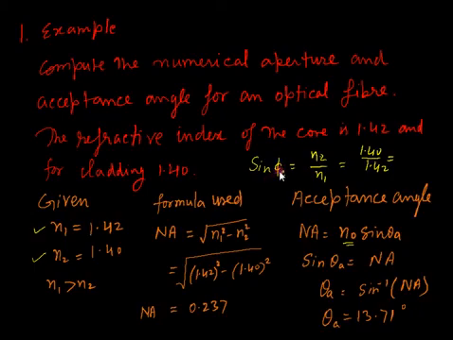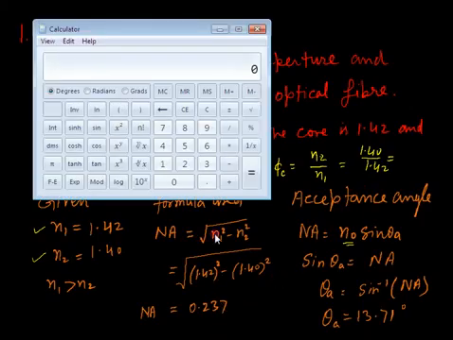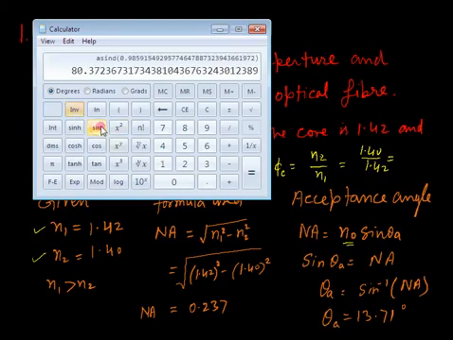If you have to find out the critical angle, then the formula is N2 upon N1. Here N2 is equal to 1.40 and N1 is 1.42. So you can put the value 1.40 divided by 1.42. So this is equal to 0.9859, and you have to take the sine inverse of it. So the sine inverse of this value is 80.37.